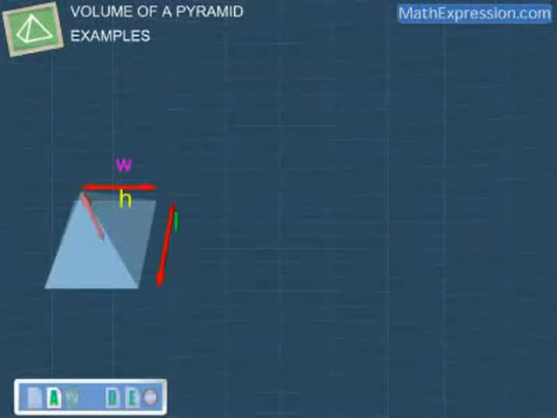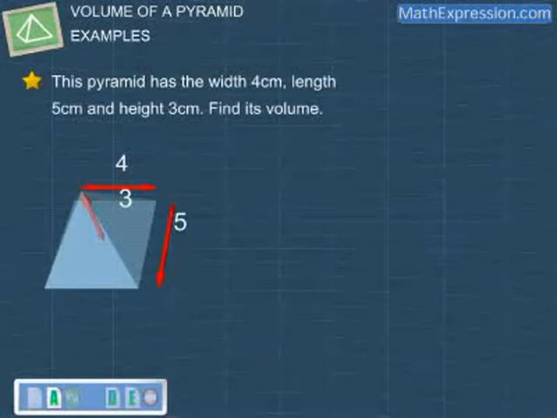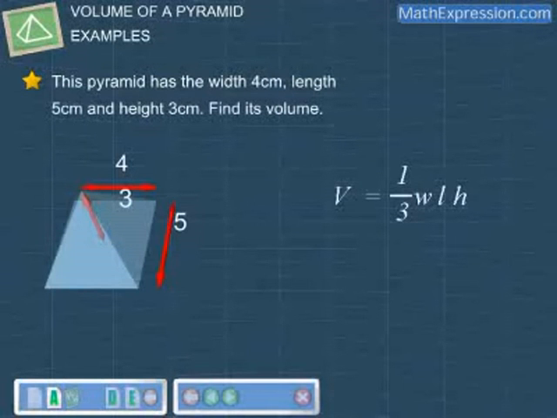This pyramid has the width 4 cm, length 5 cm, and height 3 cm. Find its volume. To find the volume, we use the formula for the volume of a pyramid, V equals 1/3 WLH. Now, since the width is given as 4 cm, we can substitute W with 4. Similarly, since the length is given as 5 cm, we can substitute L with 5.